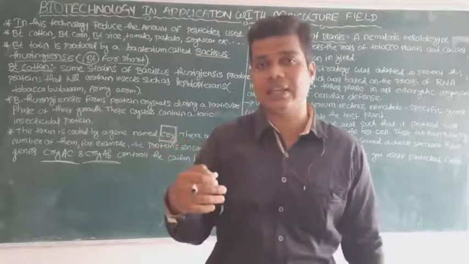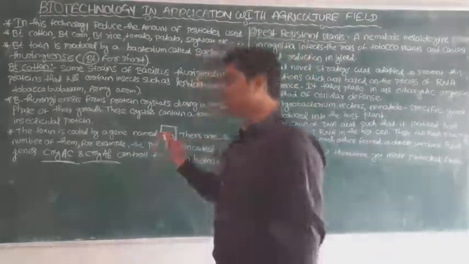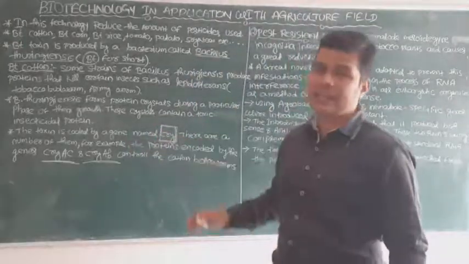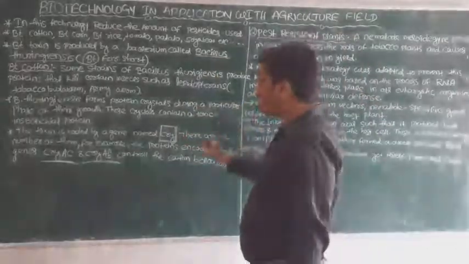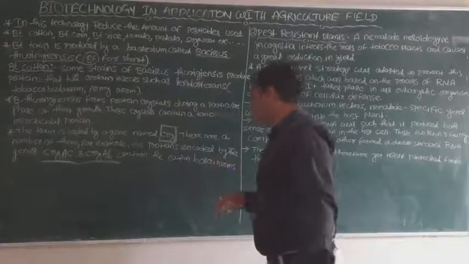The new gene introduced is named CRY, and it is of two types, that is CRY-AC and CRY-AB, which will be introduced into the BT bacteria. Then it will control the cotton bollworms.